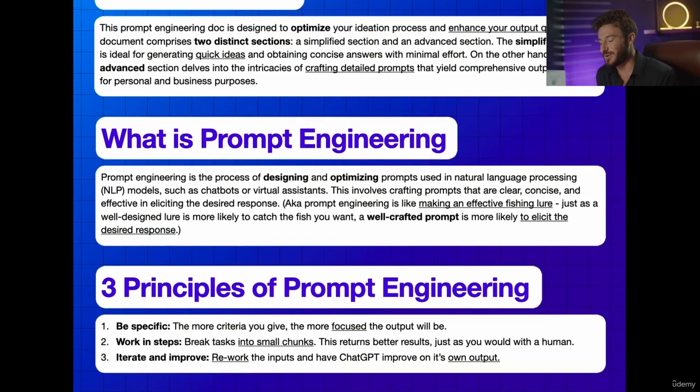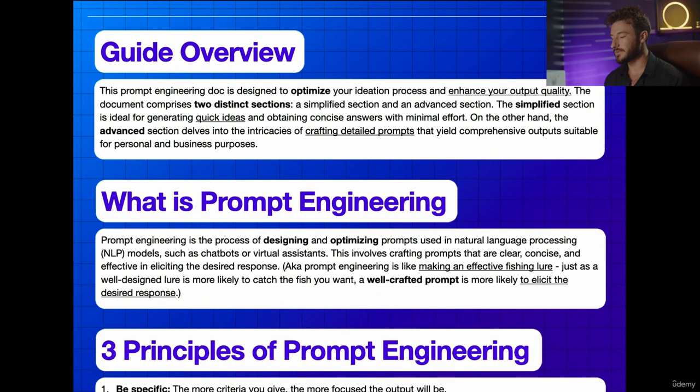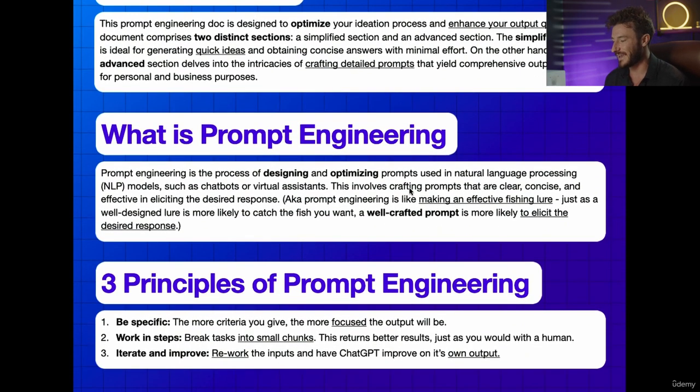So what is prompt engineering? Prompt engineering is the process of designing and optimizing your prompts using NLP models like ChatGPT, and this involves crafting the prompt, like we mentioned, in a clear, concise, and effective way so you can get your desired output. And I put a little bit of a metaphor here, aka prompt engineering is like making an effective fishing lure. Just like a well-designed lure is more likely to go and catch the fish you want when you're fishing, a well-crafted prompt is more likely to get your specific response or desired output.